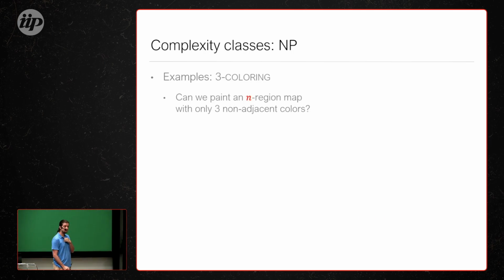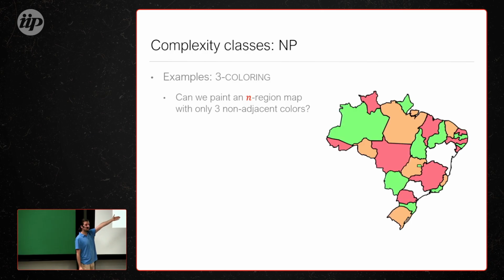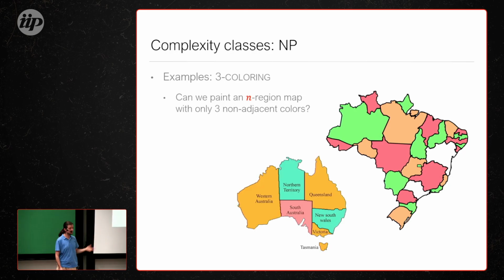Another example: if I give you a map and you have to decide whether you can paint that map with only 3 colors, with no two neighboring regions painted in the same color. Again, deciding whether this is possible is really hard, as far as you can tell. But if I give you a painted map, you can look at it and say, well, yes, it is painted with 3 colors. Or in this case, the map of Brazil cannot be painted with just 3 colors, but the map of Australia can. Okay? So if I give you a painted map, you can very easily, in polynomial time, check that it is colored. But finding that coloring might be really hard.